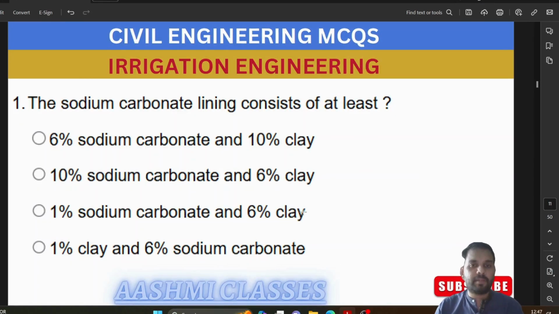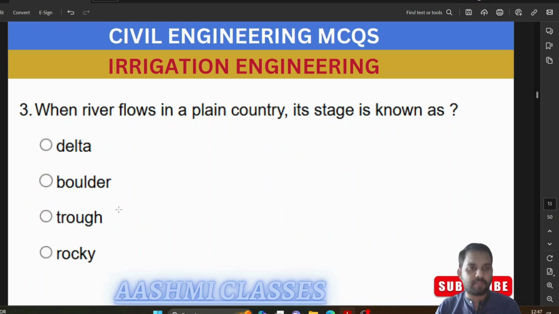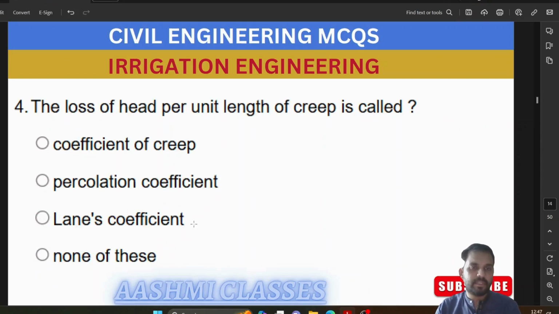The sodium carbonate lining consists of at least 6% sodium carbonate and 10% clay. In order to estimate the high flood discharge in a fan-shaped catchment, the formula used is English formula. When a river flows in a plain country, its stage is known as trough. The loss of head per unit length of creep is called percolation coefficient.